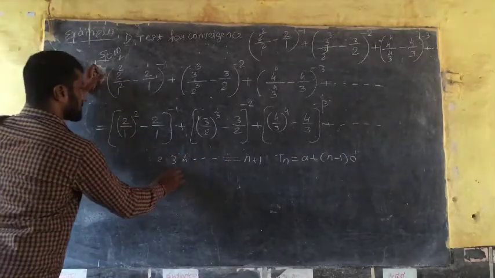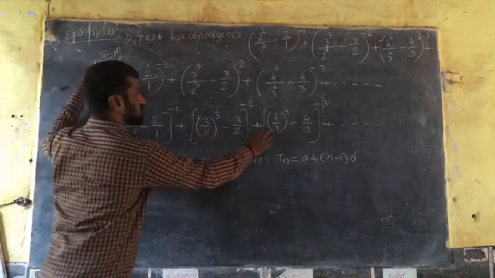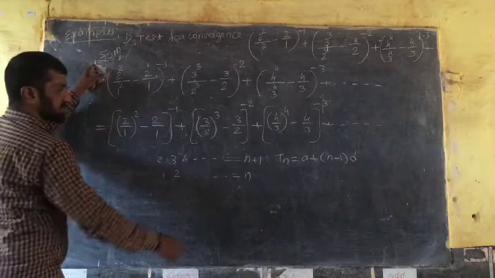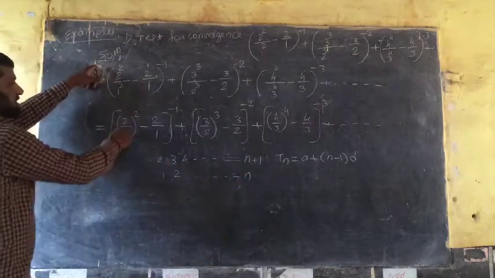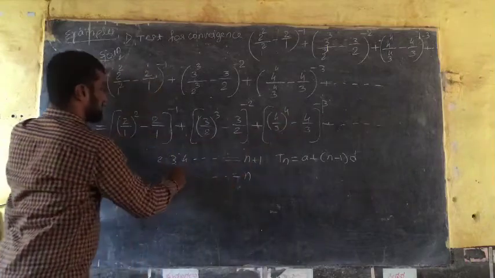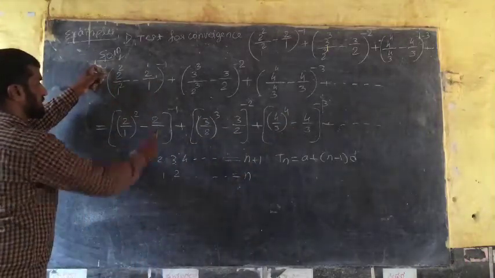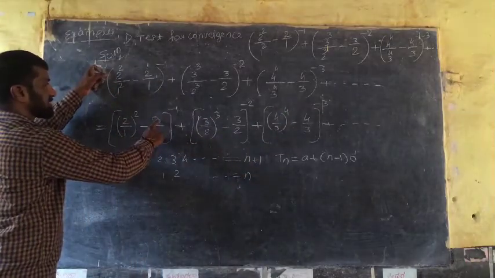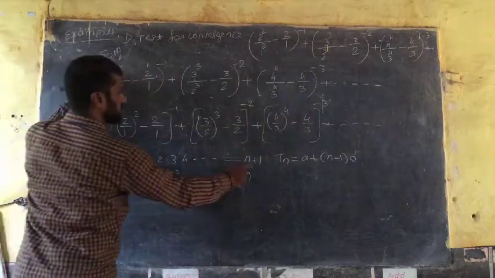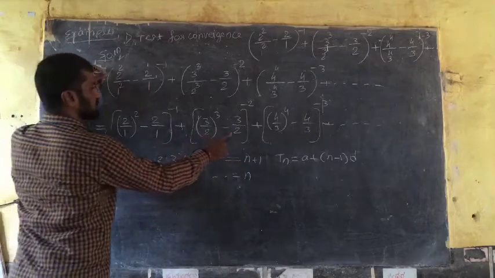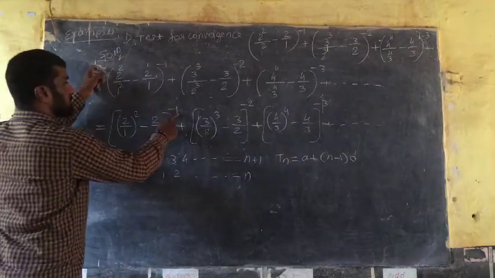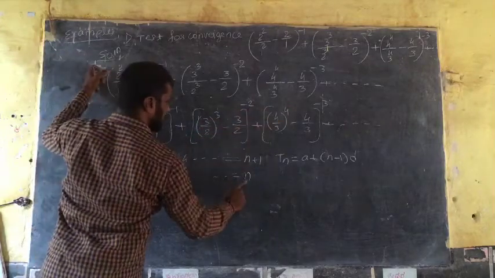Again the denominators 1, 2, 3 have nth term n, using the same formula. The numerators 2, 3, 4 again give n plus 1. The powers 2, 3, 4 are again n plus 1, and the denominators 1, 2, 3 are again n.